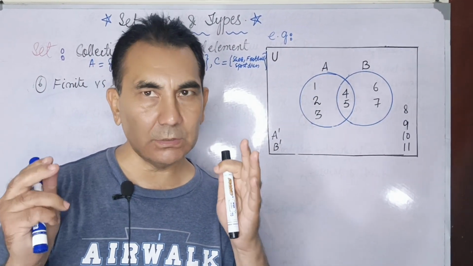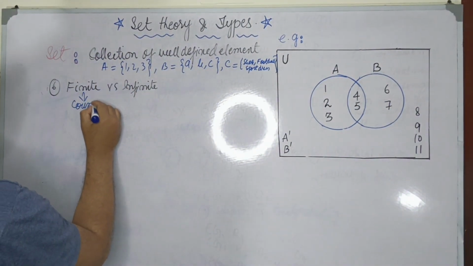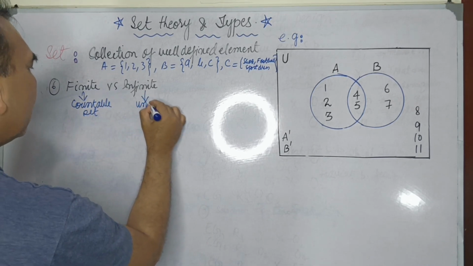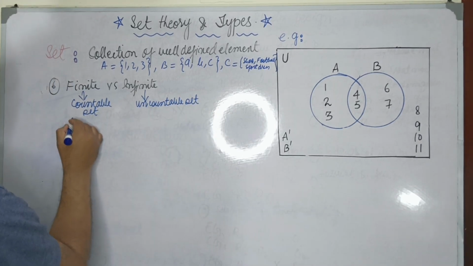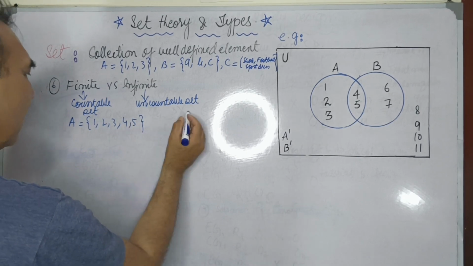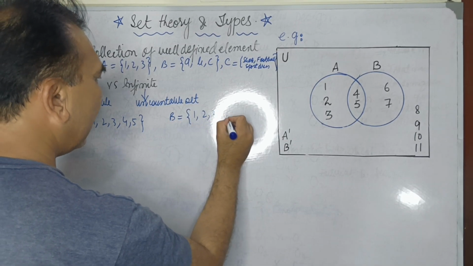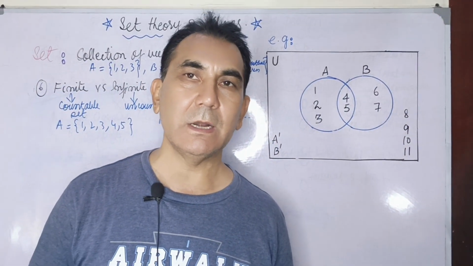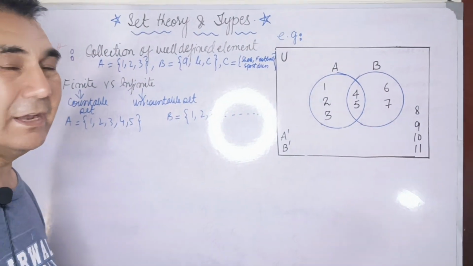The finite sets are those sets which are countable, and infinite sets are uncountable. Like suppose A is 1, 2, 3, 4 and 5. Now uncountable is 1, 2, 3 and so on, the unlimited. The unlimited elements or unlimited numbers present inside any set make it an infinite set.